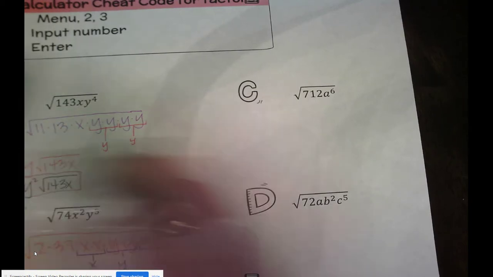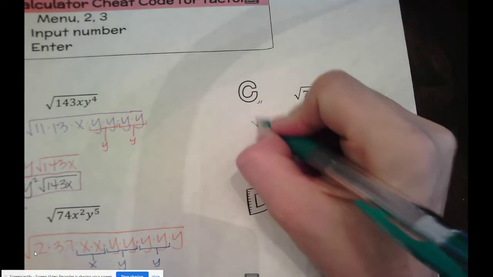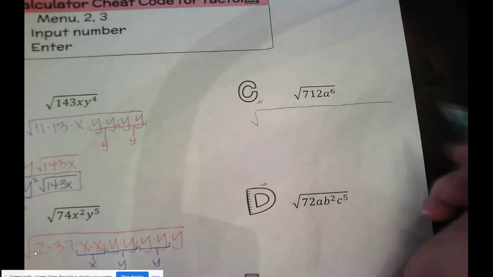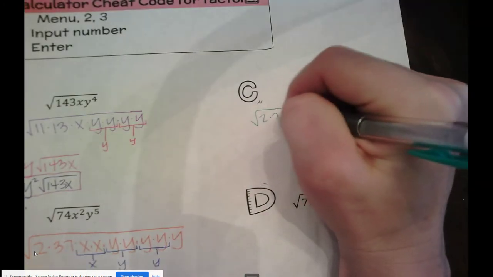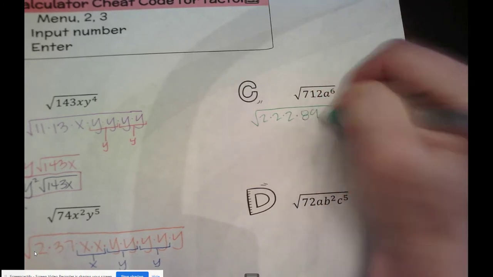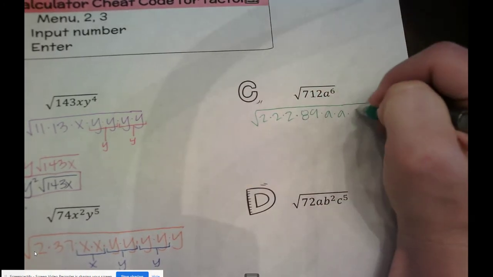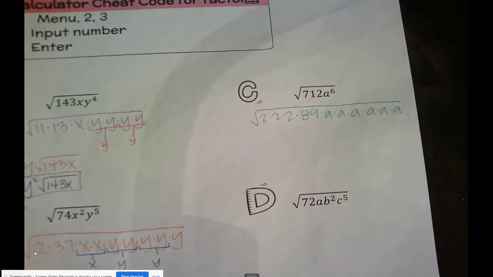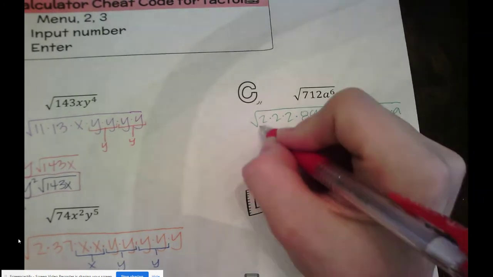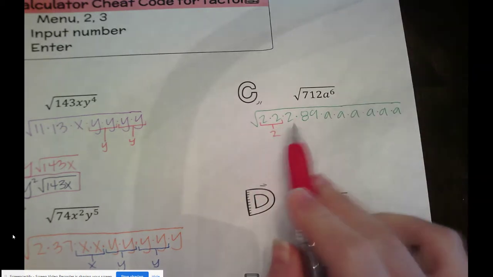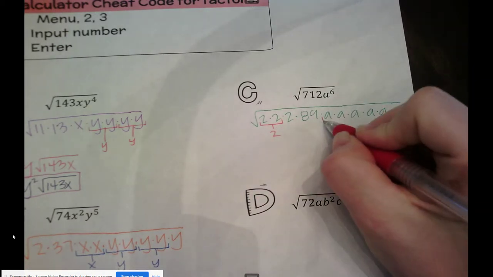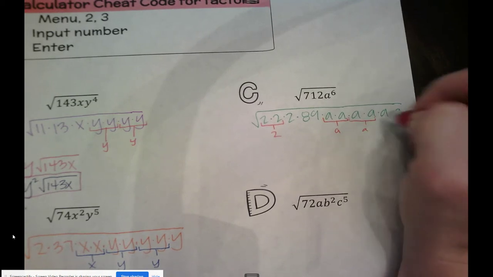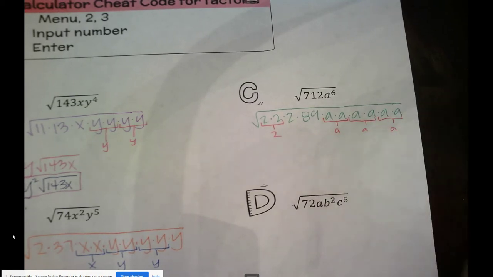And so, we've got 712 and 6 A's. That's a lot of A's. So we've got 2 times 2 times 2 times 89. 1, 2, 3, 4, 5, 6 A's. Let's pull out our pairs. We got a pair of 2's right here. No more pairs here. We got some A's, another pair of A's, and another pair of A's.